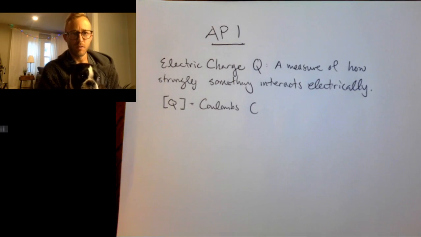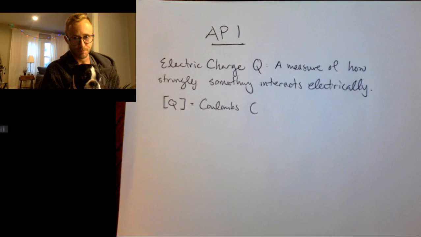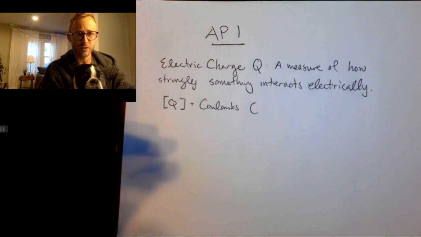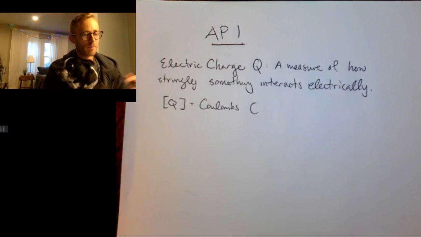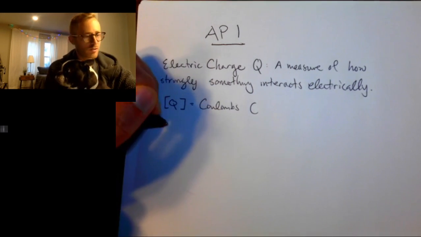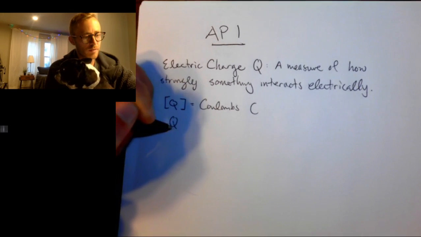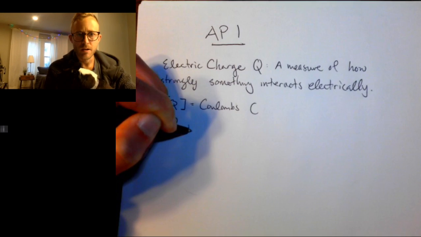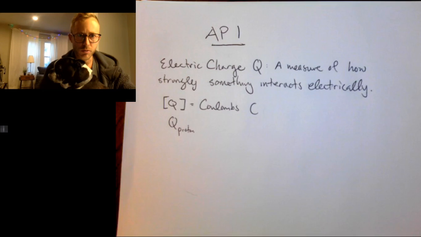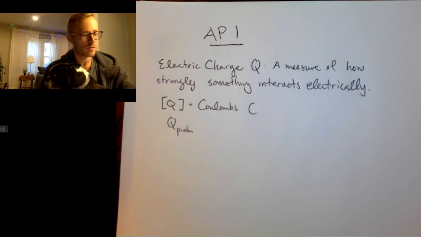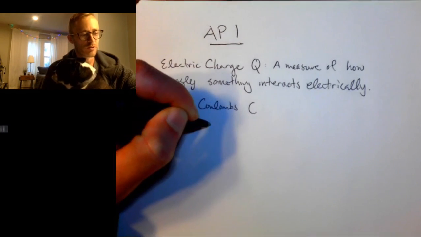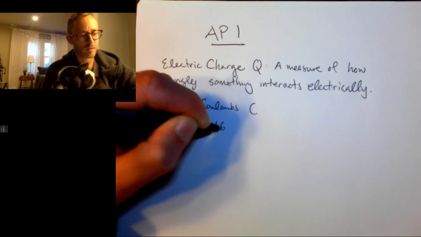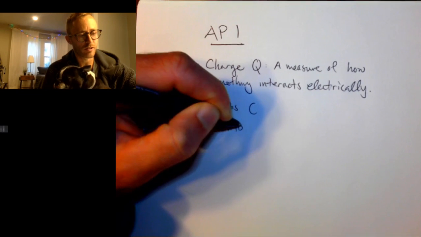So 1 coulomb of charge is a huge amount of charge. Most things have a lot less than 1 coulomb of charge. So there are really 3 charges that you should know about. The first charge is the charge of a proton. So proton is one of the 2 things that's inside a nucleus of an atom. And a proton has a charge of plus 1.6 times 10 to the minus 19 coulombs.